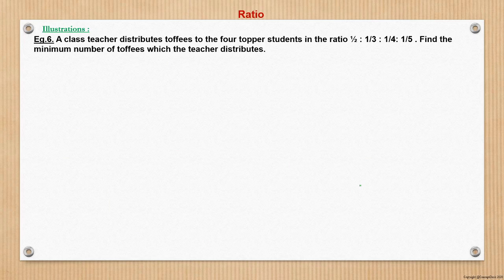Now another problem. A class teacher distributes trophies to the 4 topper students of a class in the ratio 1 by 2 is to 1 by 3 is to 1 by 4 is to 1 by 5. So this is the ratio, right? So what does this mean? So far we have seen ratios in very likable terms like 2 is to 3 is to 4. Here the ratio is in terms of fractions itself.